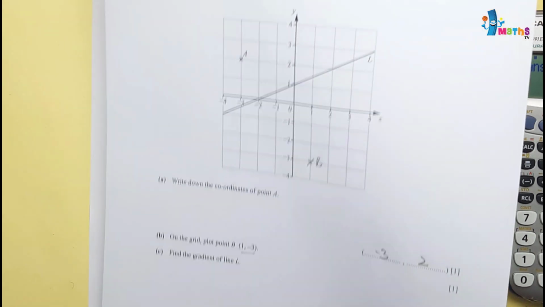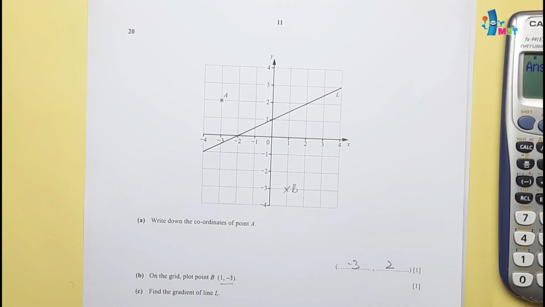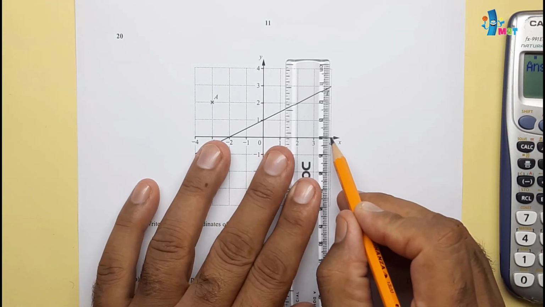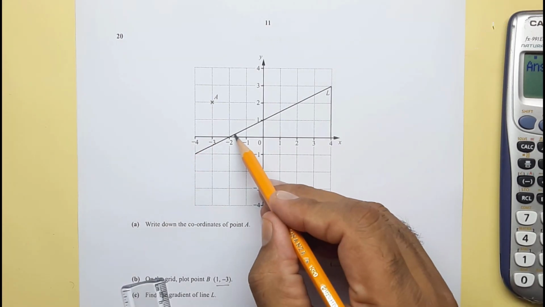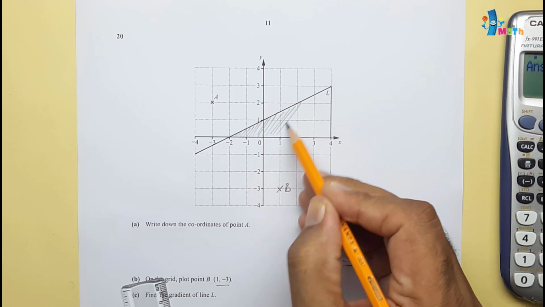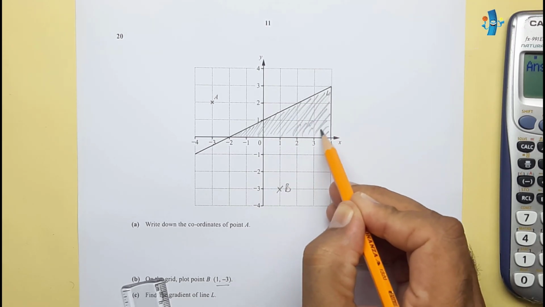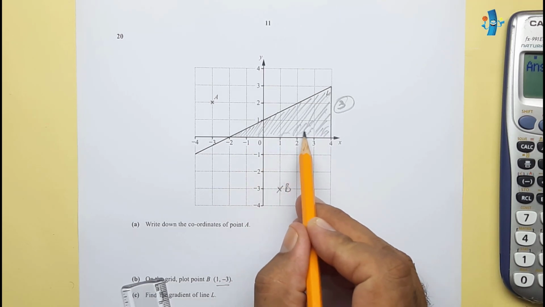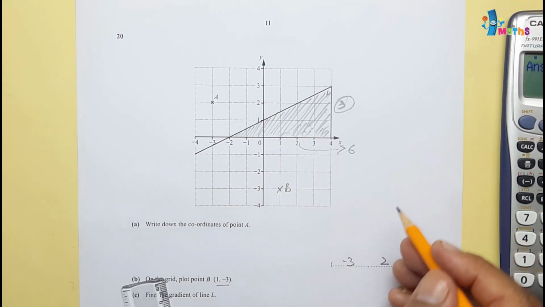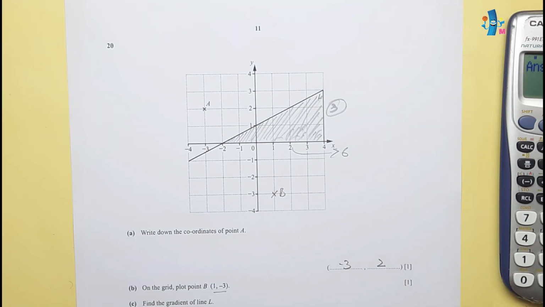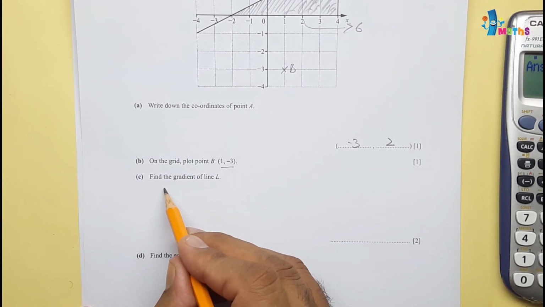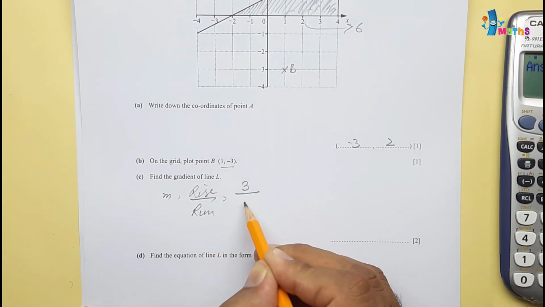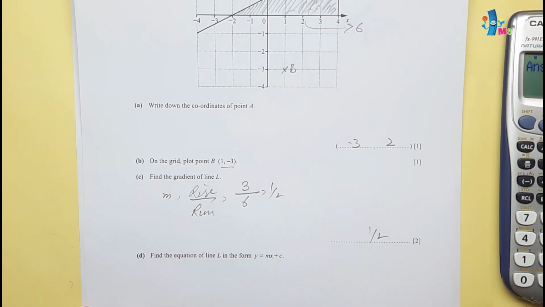Find the gradient of the line L. To find the gradient of line L, we will be making a triangle. So we can join this with this, and we can consider this whole triangle. Rise is 1, 2, 3 units this side, and run will be 1, 2, 3, 4, 5, 6. So rise over run, we can write 3 divided by 6. So m will be equal to rise over run, which is equal to 3 divided by 6, which is equal to 1 by 2. So we can write the gradient as 1 by 2.